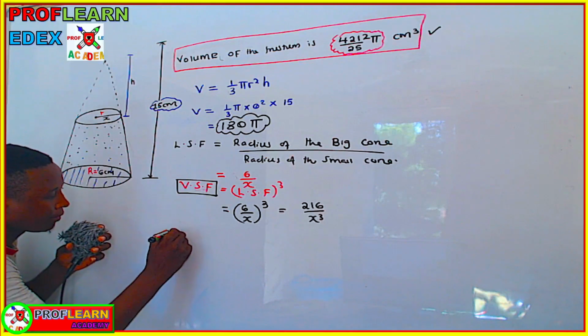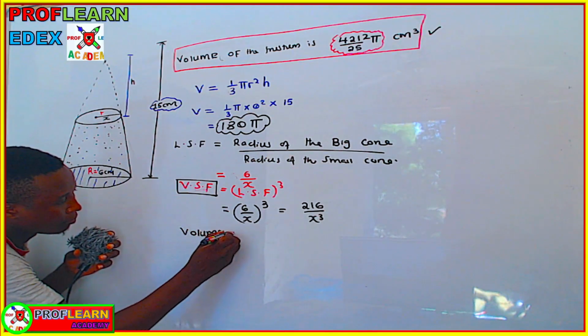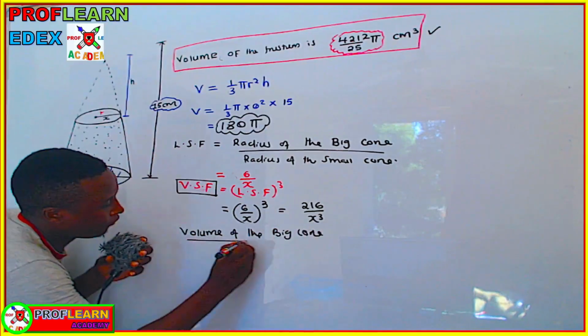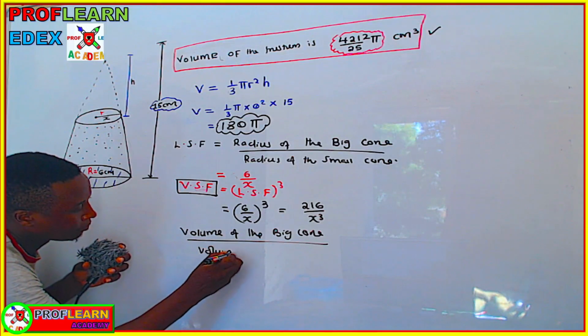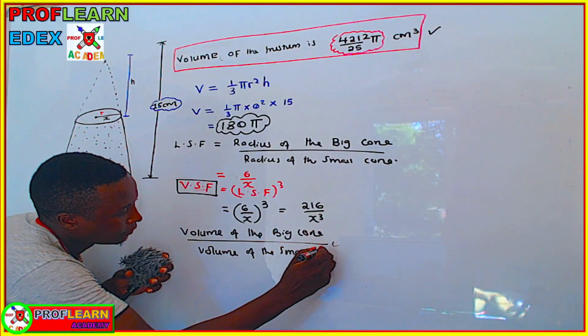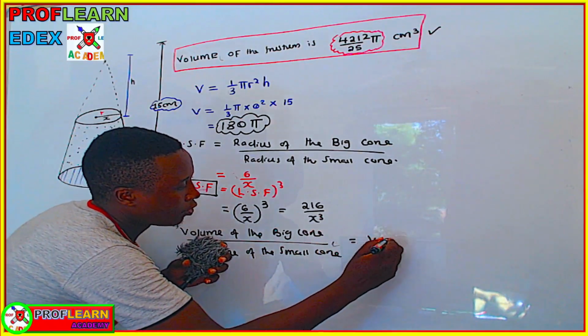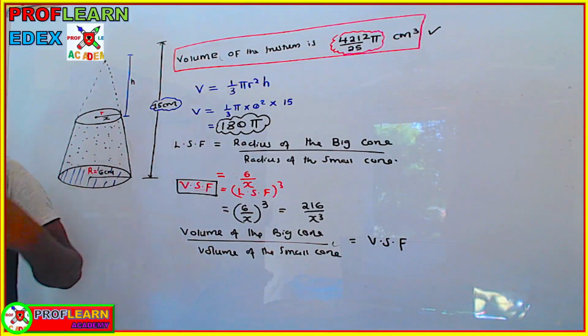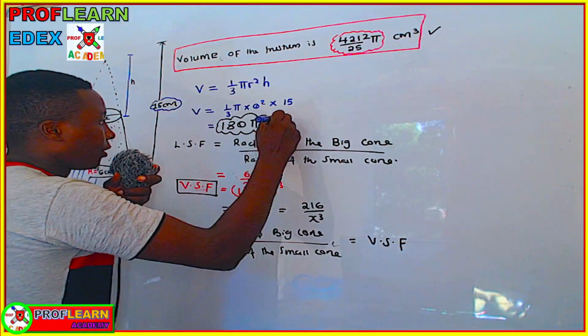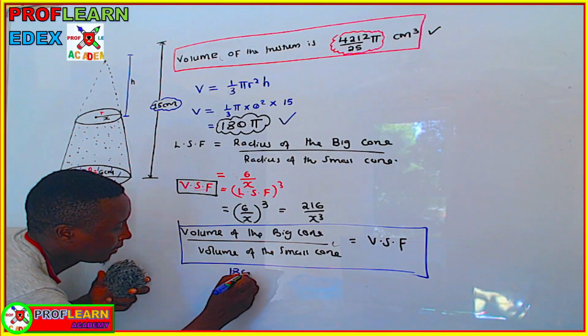We shall say this is going to be the volume of the bigger cone divided by the volume of the small cone, which is going to be equal to the volume scale factor. So that is a relation we are trying to form, which is going to enable us to work out this particular question. Now remember, we know the volume of the bigger cone already, 180 pi.